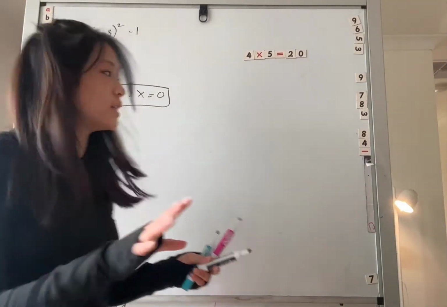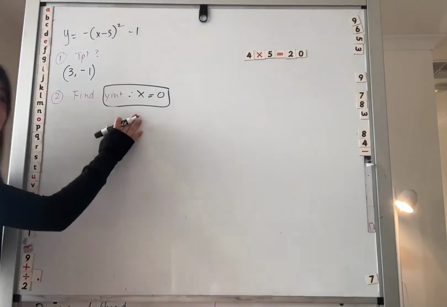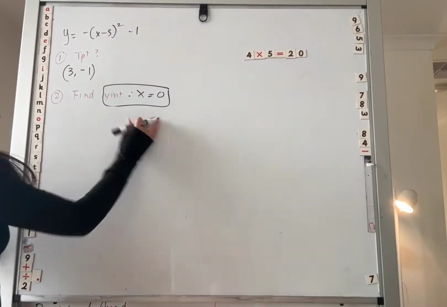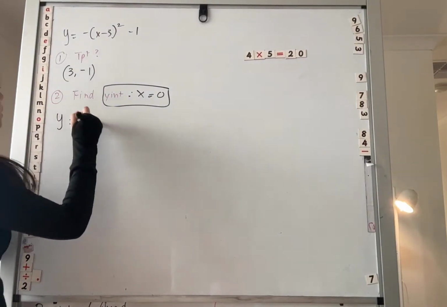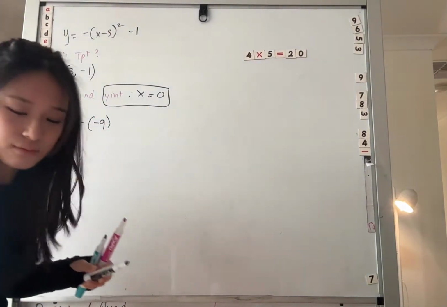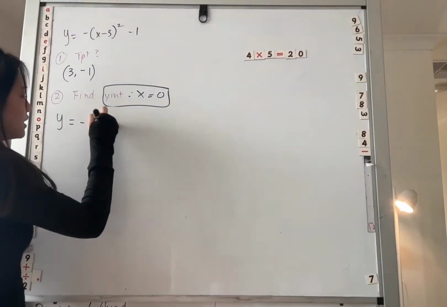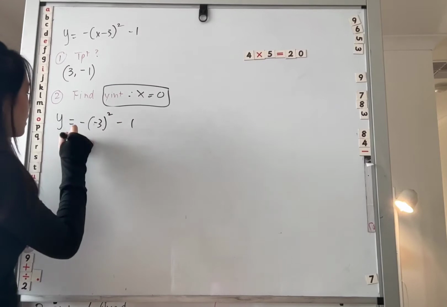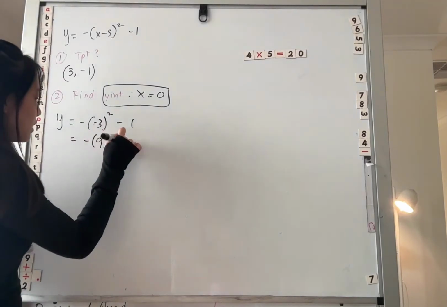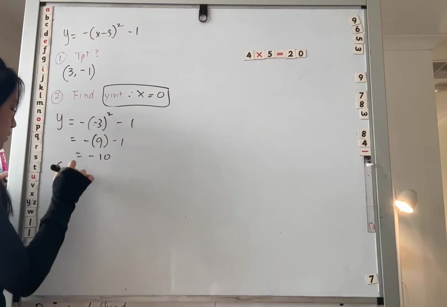Now the second step is you need to find the y-intercept. Make sure you write this step. Y-intercept is when x equals 0. So all I have to do is sub in x equals 0. You write down 0 minus 3 is negative 3, squared, minus 1 equals negative 9 minus 1 equals negative 10. So your y-intercept is 0, negative 10.